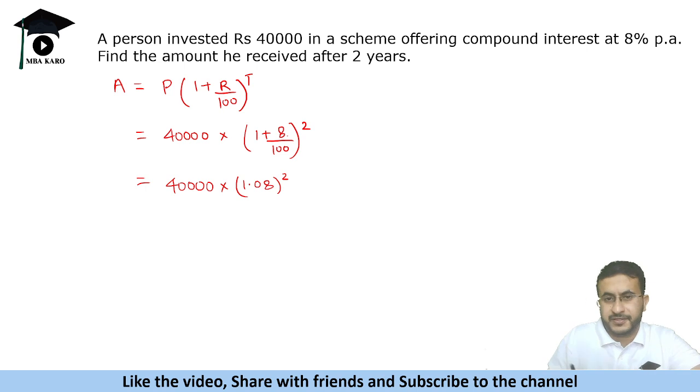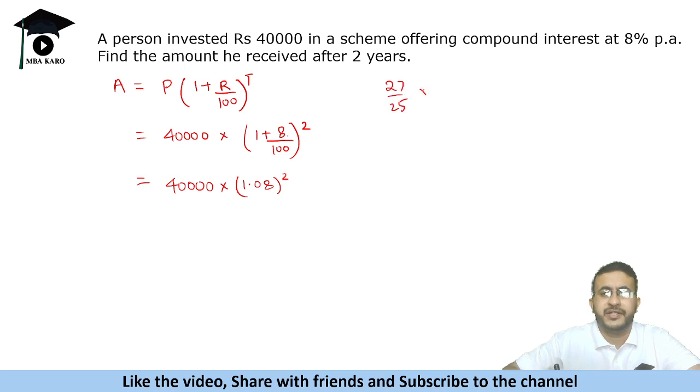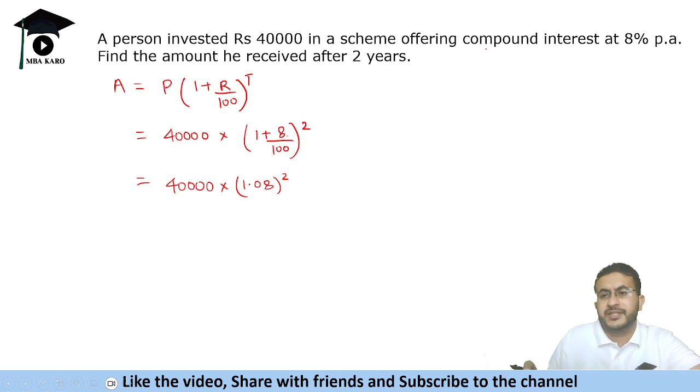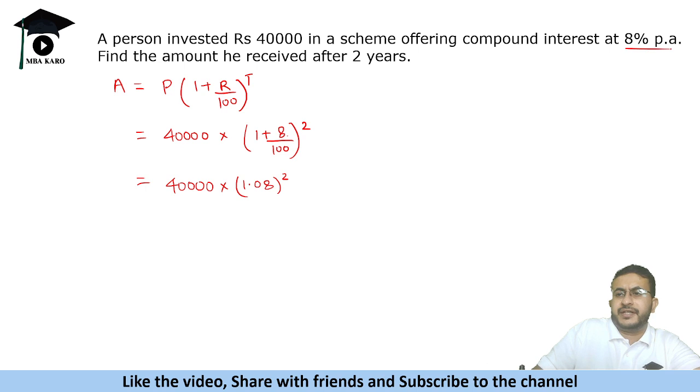Now, if you reduce and cut, like what people would do, they will take 27 by 25 and 27 by 25 and then multiply by 40,000, and then try to reduce and calculate. It is a time consuming process. Instead of doing this, we can simply use this knowledge that we know the squares of numbers near 100. So what is the square of 108? 108 plus 8, and 8 squared. 8 squared is 64 and this is 116.